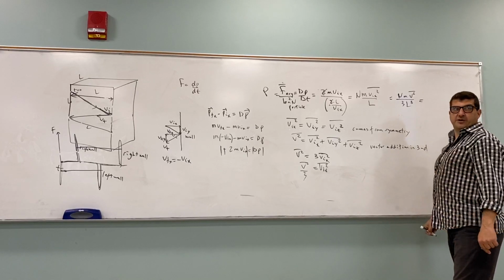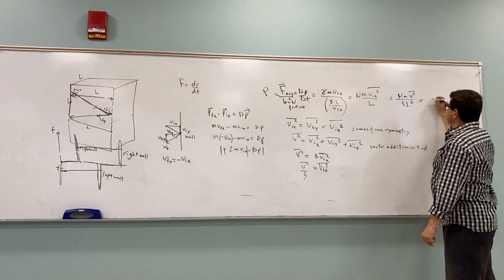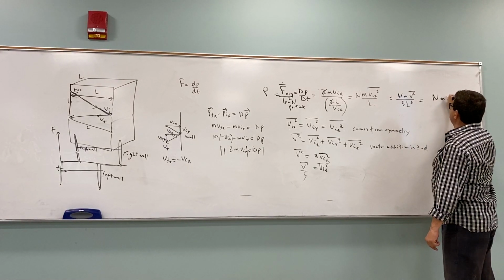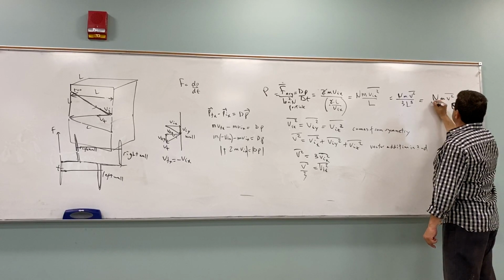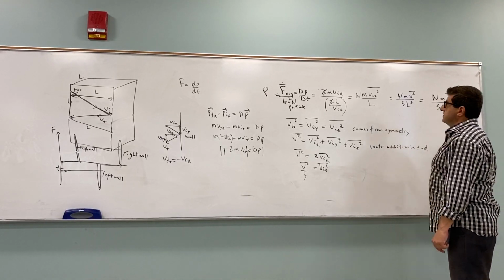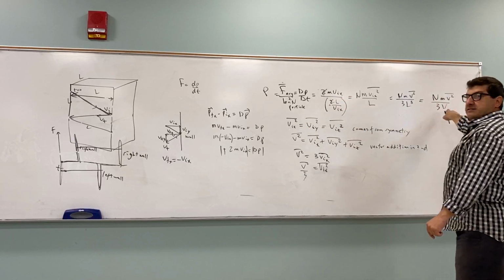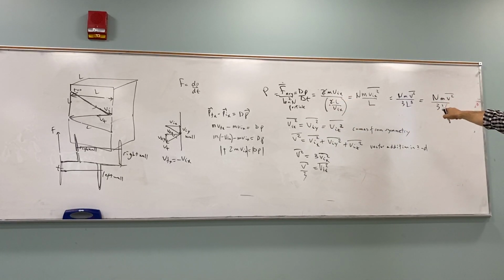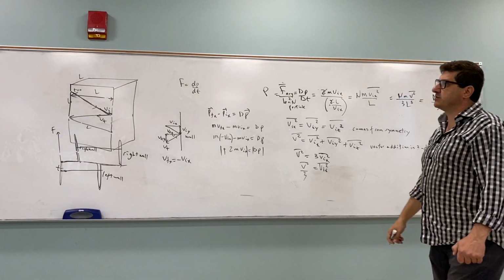Well, that's equal to the volume of the gas, volume of the box, right? Over 3V. Oh, then you see PV popping up. Pressure times volume is N over 3 mv squared, right?